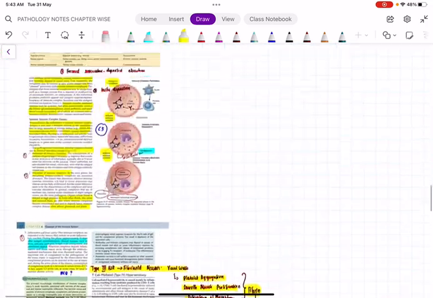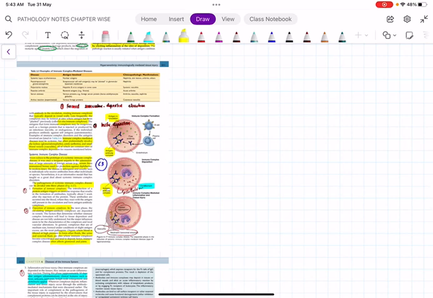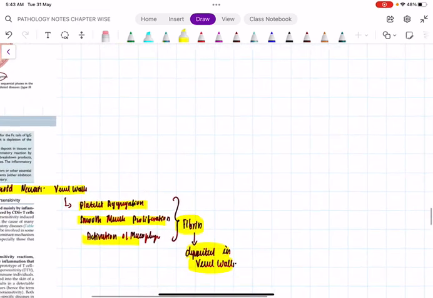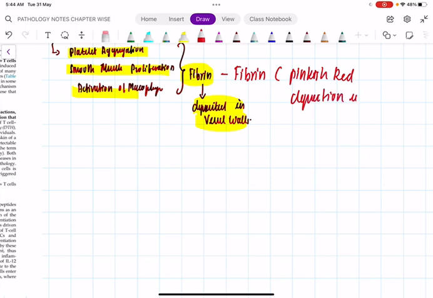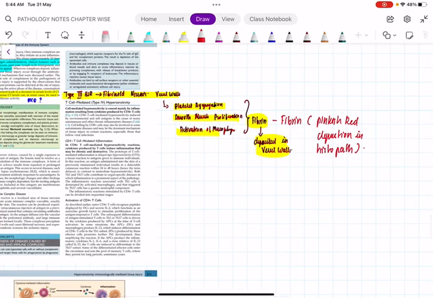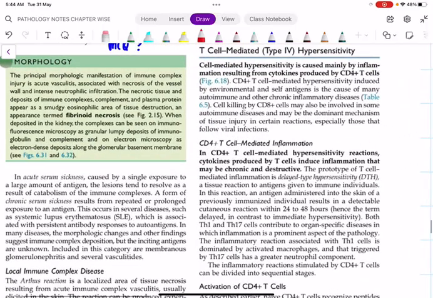And this fibrin, as I have shown in the chapter on cell injury, you can see as a pinkish deposit in histopath. Fibrin is appreciated as a pink or pinkish red deposition in histopath. I hope this point is clear. That is the important morphology. You can see a smudgy eosinophilic area of tissue destruction, that is called fibrinoid necrosis.